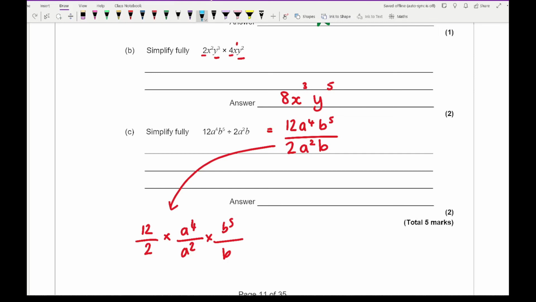So 12 divided by 2 is 6. A to the power of 4 divided by a squared is a squared. And b to the power of 5 divided by b to the power of 1 is b to the power of 4.